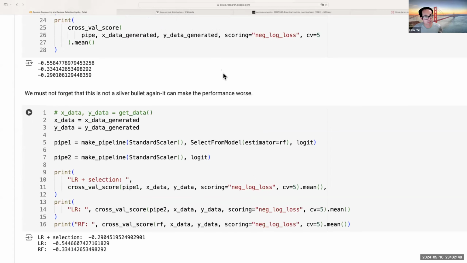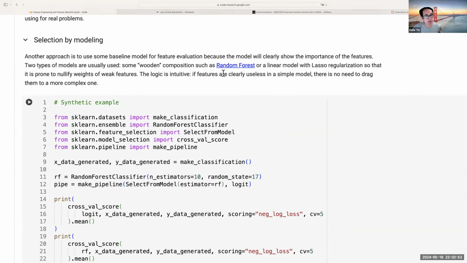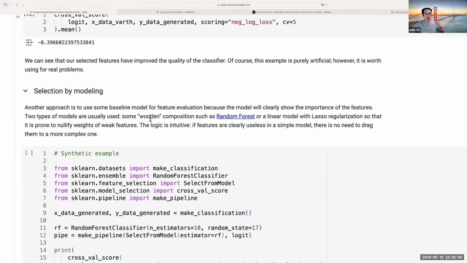All right, so that part is done. Another approach is that we can use baseline models for feature evaluation, because sometimes the model will clearly show the importance of features. Two possible models that we can use are random forest or linear models like lasso. We're going to talk about lasso and random forest in detail later on.